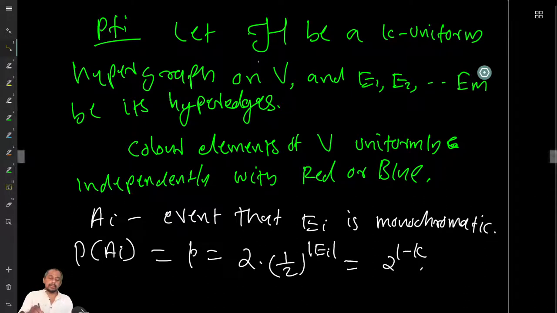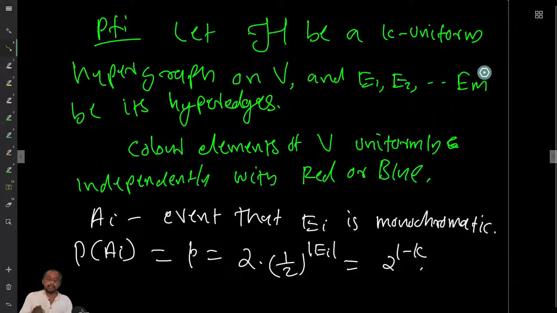So, again, we start with a random experiment. Let H be a k-uniform hypergraph on V, and let E1 to Em be its hyperedges. So we will assume that there are m hyperedges, and it's a k-uniform hypergraph on the set V.